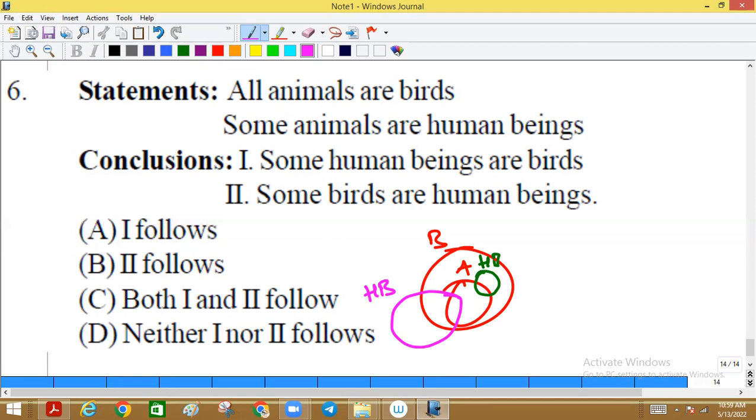Yeah, I said you have to always draw minimum intersection. Why draw minimum intersection? Because to avoid this kind of problem. Okay, it is correct: some animals are human beings. That is correct. But what about birds and human beings?